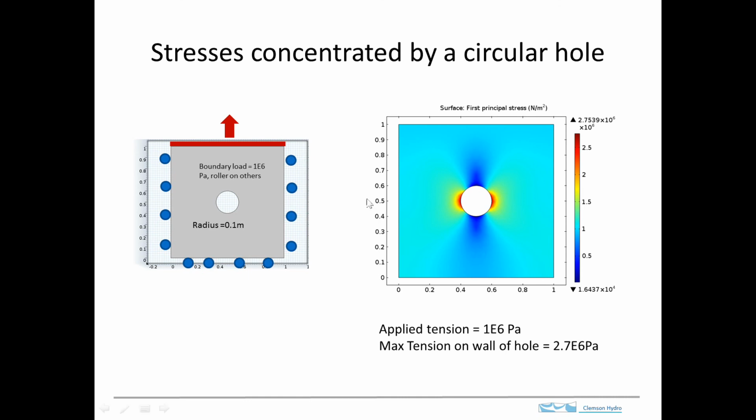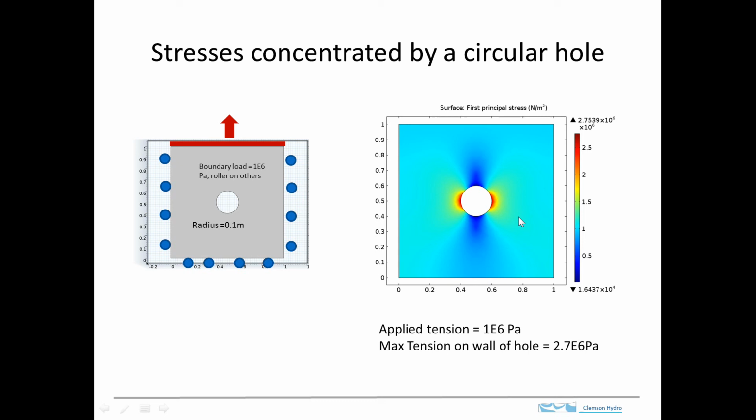Okay, so that's kind of interesting. Materials tend to fail in tension much more readily than they do in compression. And so here's a mechanism. Just by introducing a hole in the material, we can increase the tensile stresses by a factor of 2.7.